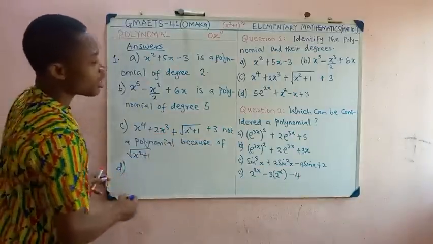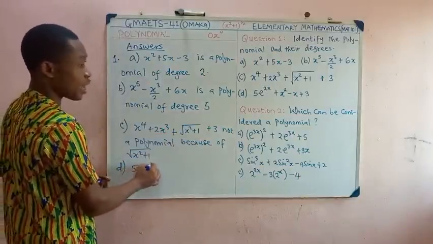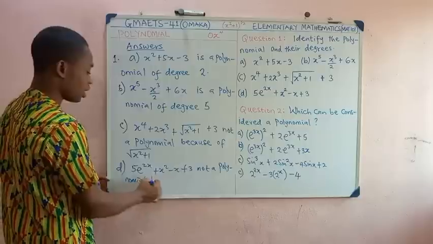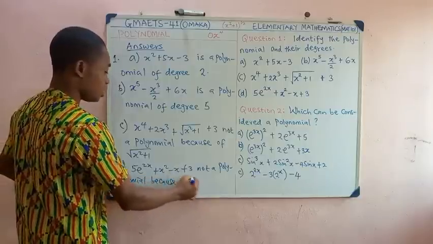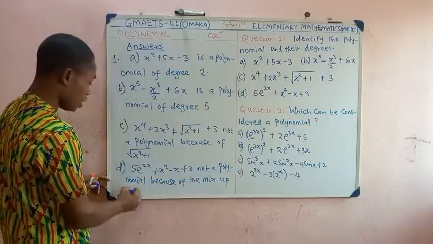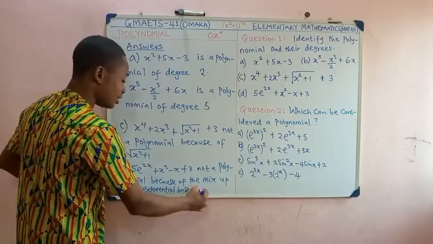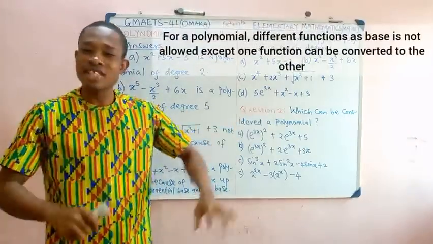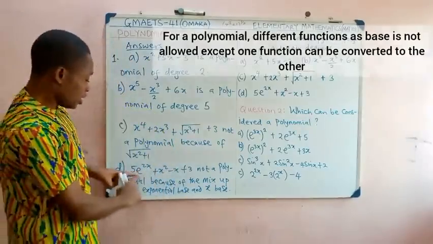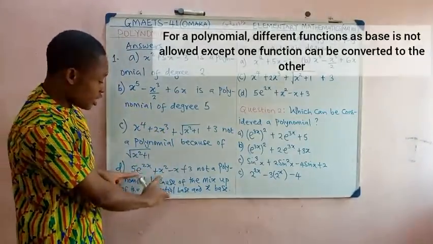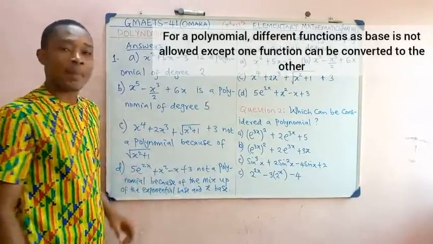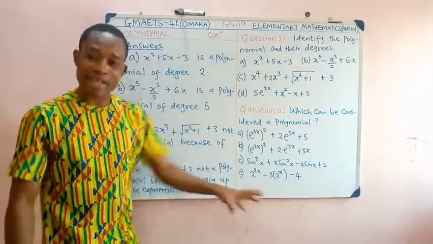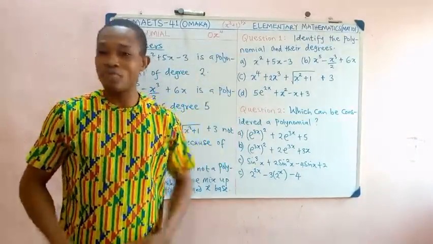Then d, let's look at it. 5 exponential 2x plus x squared minus x plus 3. Not a polynomial because of the mix-up of the exponential base and x base. You see, you can't have two different functions as base in a given polynomial expression. The base is an exponential function, exponential to x. Then the bases there, you can see, are x terms. It's not possible. That mix-up is not allowed. It's either everything is exponential base or everything is x base. Then you now check the powers to know whether it's a polynomial or not.